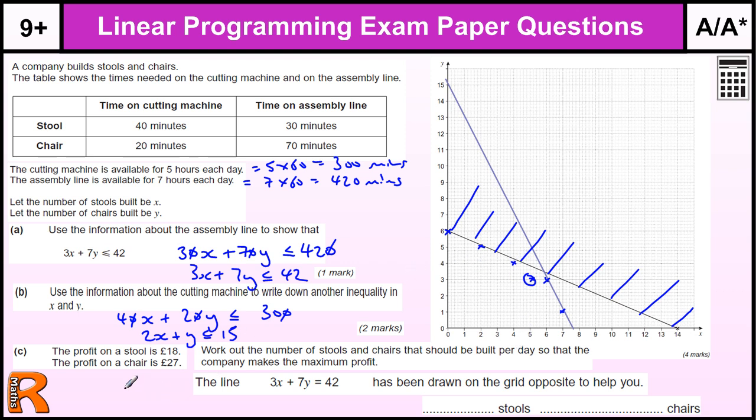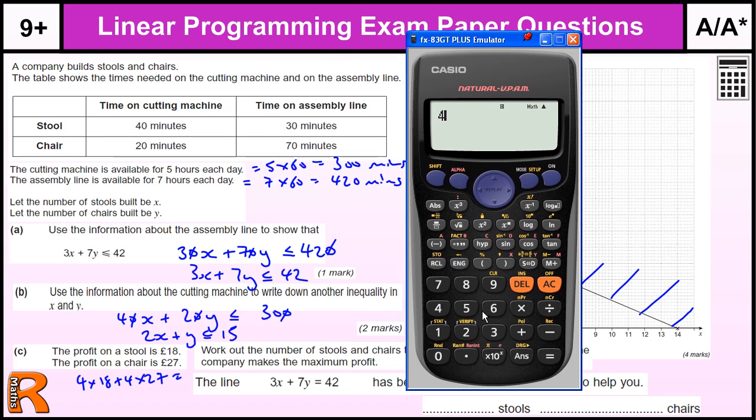4x and 4y, so 4 and 4. 4 times 18 plus 4 times 27. That's going to be £180.